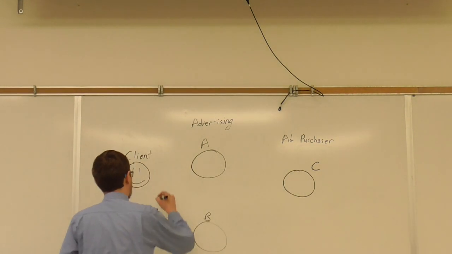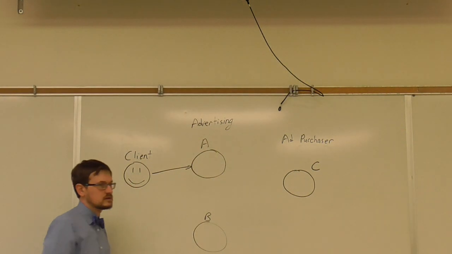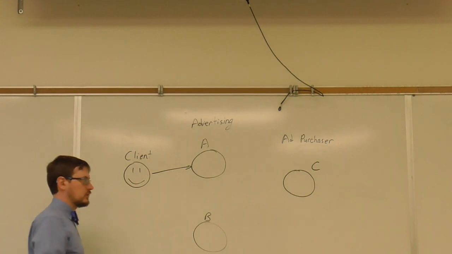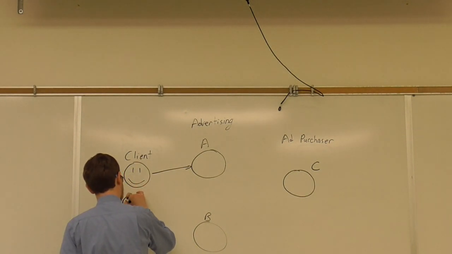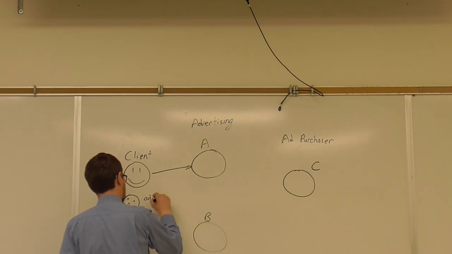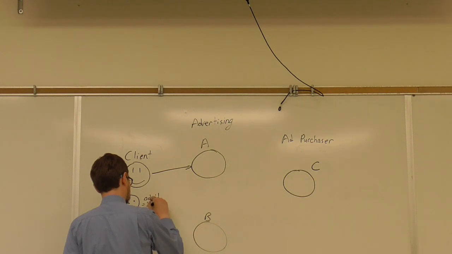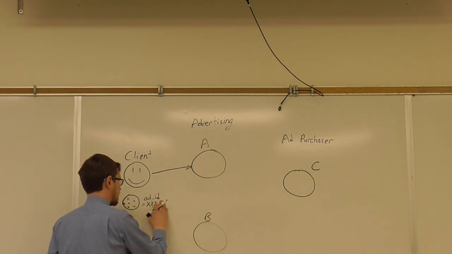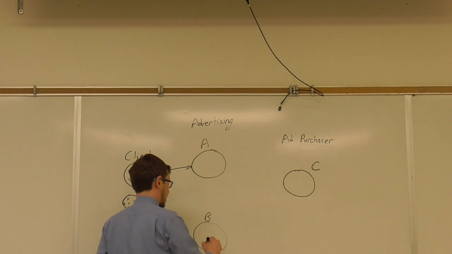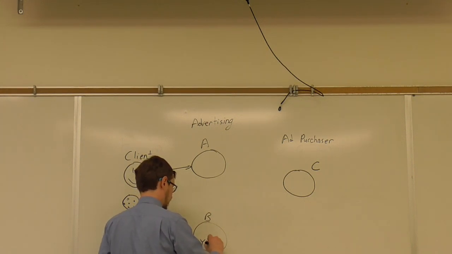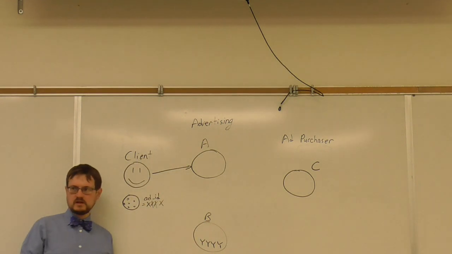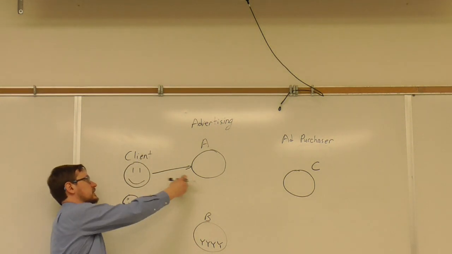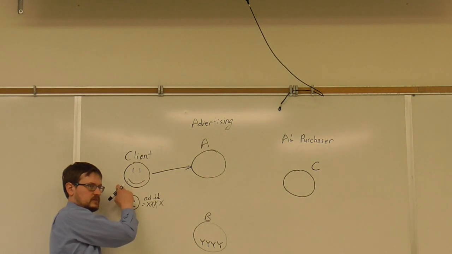So, the client visits website A. Website A issues an ad ID. Let's say that in this case, this one issues XXX, this one issues YYY. Let's put another X and Y on that, right? So, that cookie gets stored on the client.